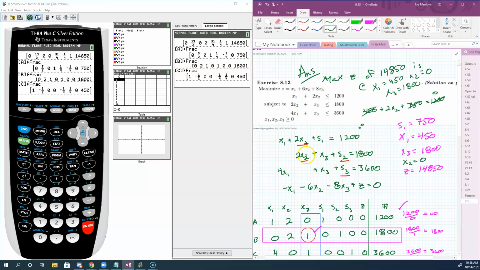You guys see that? So my second equation here, since I know x2 is 0 and x3 is 1800, that means that s2 also has to be 0. So I know that I have unused resource 1. I'm making full use of resource 2. And if I put in some numbers for my third equation here, I get 4 times x1 is 1800 plus 1800. So I'm also using up all of resource 3. You guys with me on that?